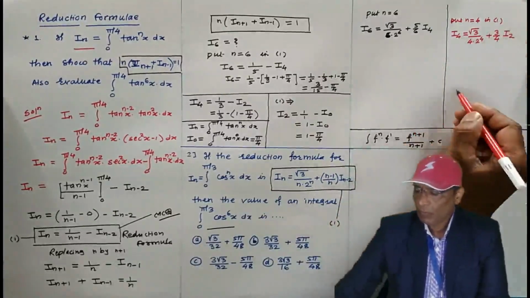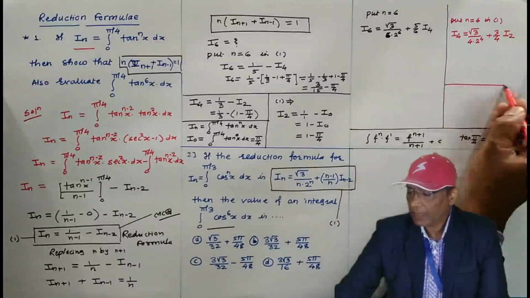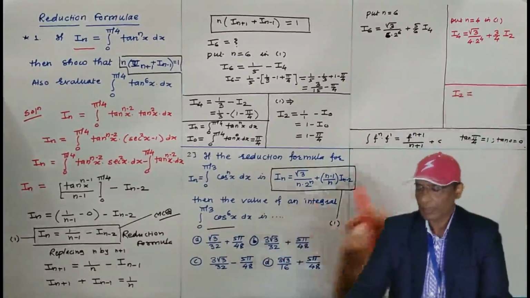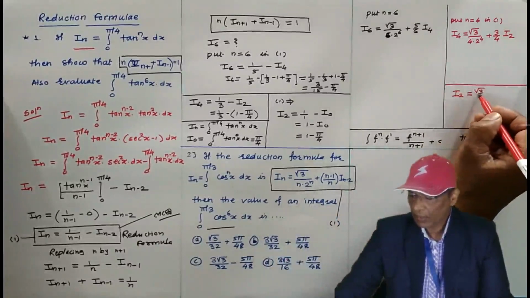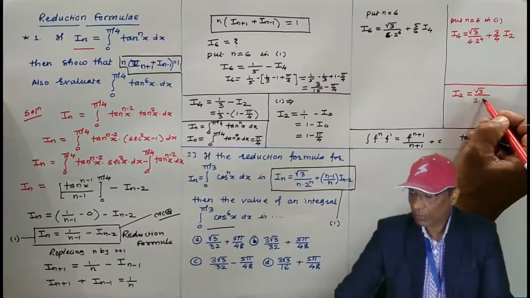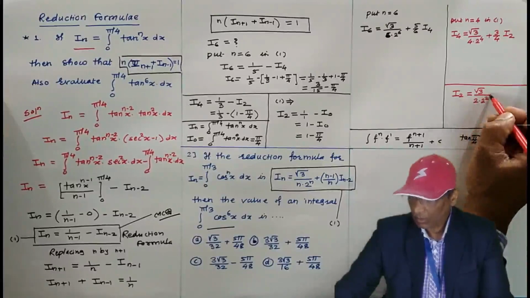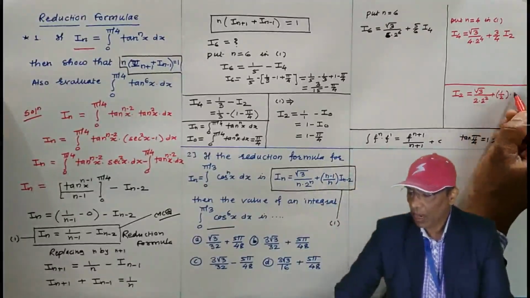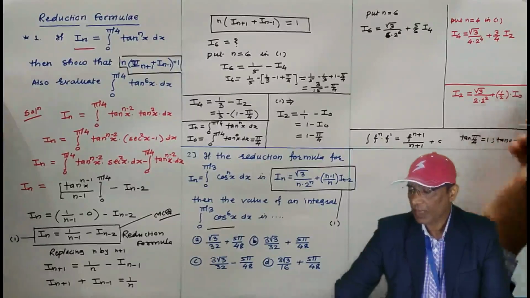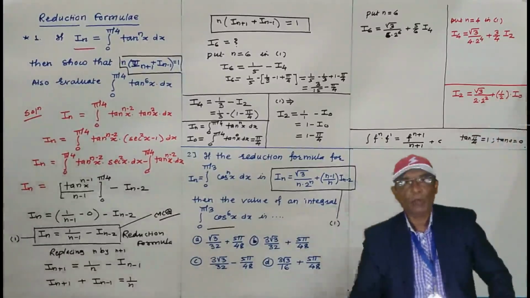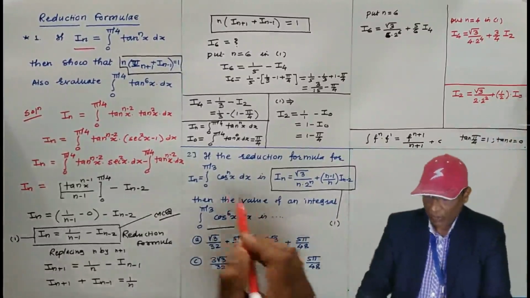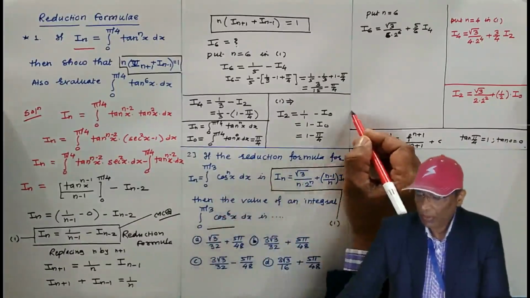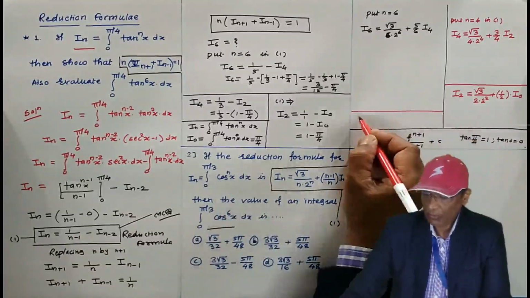Now find the value of I2 separately. How do you get I2? Substitute n equal to 2 again here. Root 3 by 2 multiplied by 2 raised to power 2, plus 2 minus 1 means 1 by 2 I0. And as I said, the values of I0 and I1 you try to find out from the defined function. The value of I0 I am going to find.